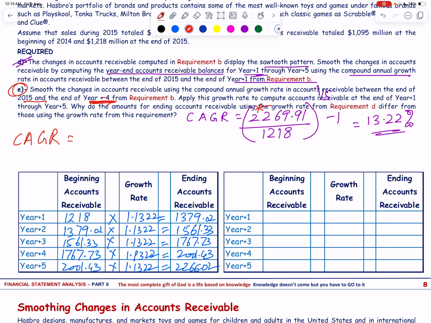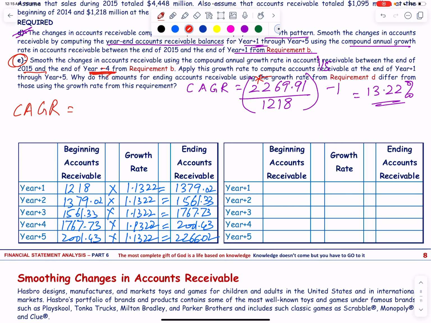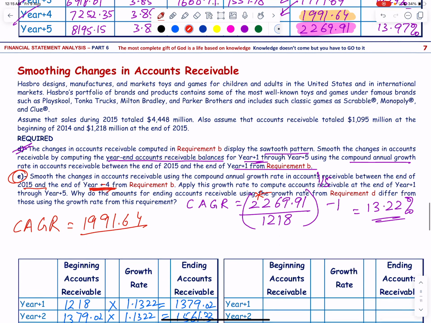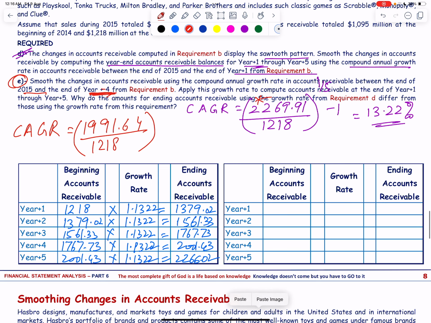So year number 4, as you can see, was 1991.64, divided by the beginning, that is 1218 for year number 1, and now this is for a period of 4 years, so to the power 1 upon 4 minus 1, and this will be equal to 13.07%. So now the growth rate will be 13.07%, that is 1.1307.